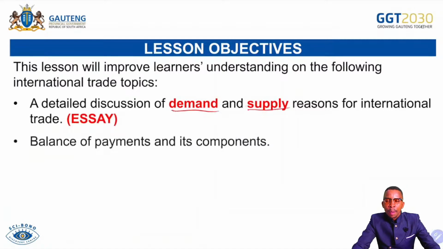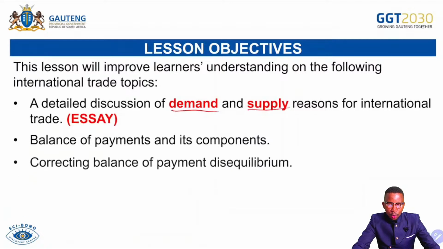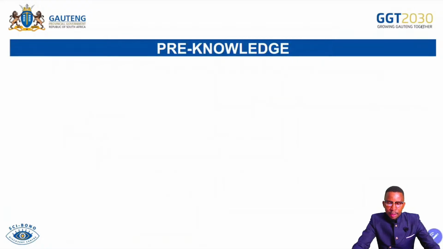So you will learn more about the BOP or balance of payments that we've been talking about over the past weeks when we're teaching you. And then also correcting balance of payments disequilibrium. So you will also be able to correct BOP disequilibrium in case there is what we call a surplus or a deficit. We can intervene to correct it using some measures that are stipulated.